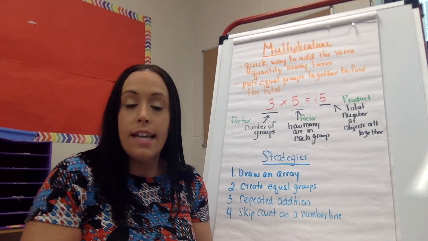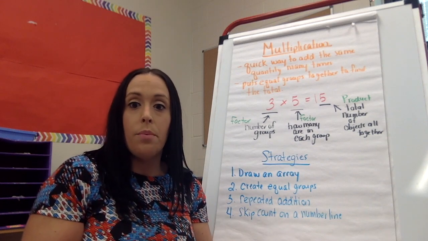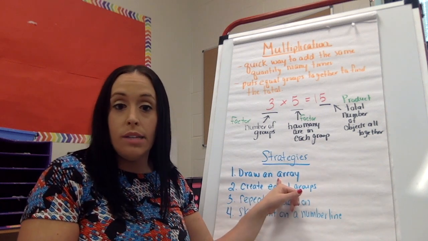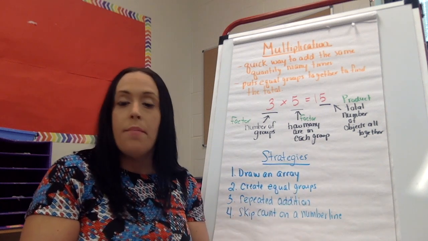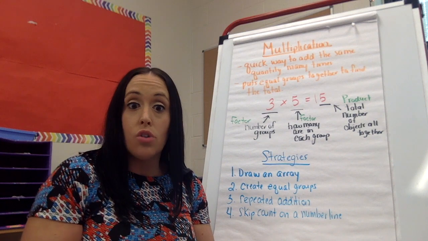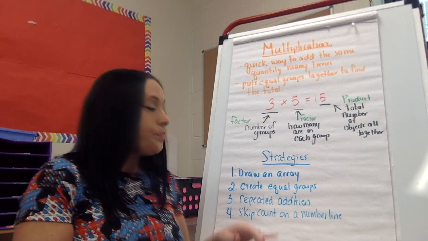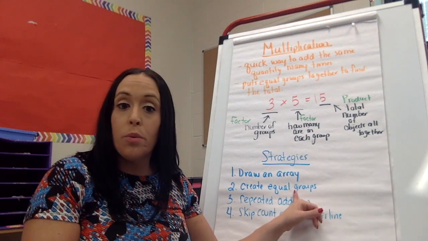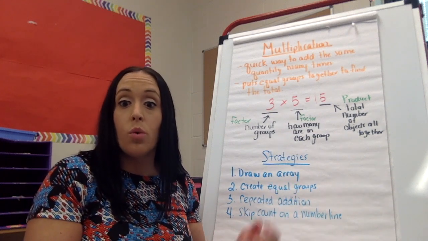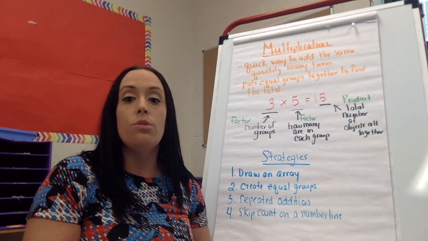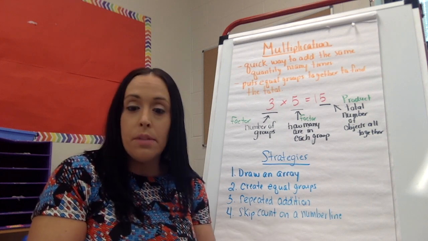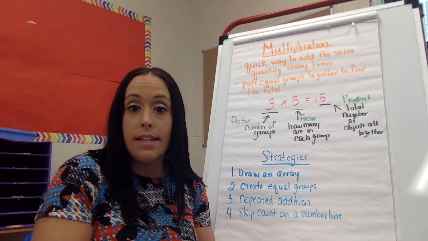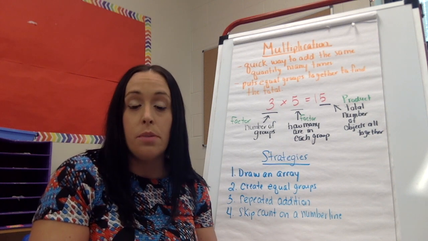Some of the strategies that I teach them when they're coming up with the answers to multiplication problems is to draw an array using columns and rows. I normally use either dots or stars, circles, to help demonstrate that. I use equal groups through either drawing the groups or creating bar diagrams, which they'll use throughout the entire year. The concept of repeated addition and the concept of skip counting on a number line help determine the multiples of those particular factors.